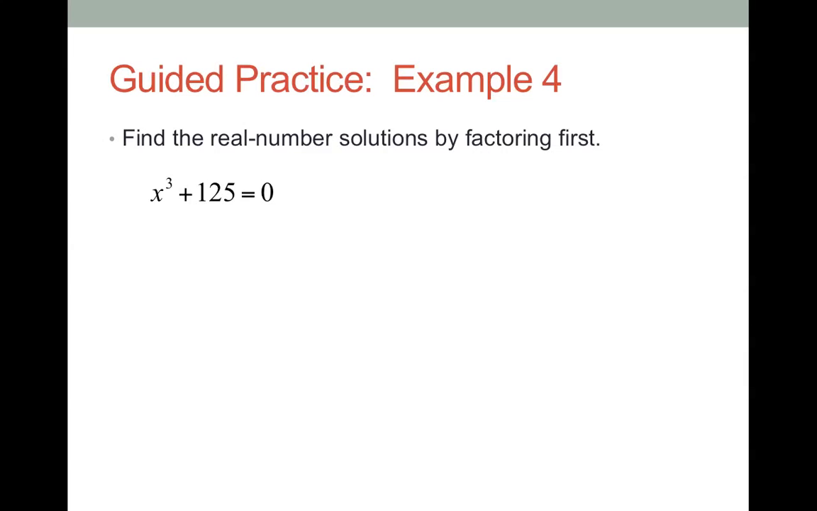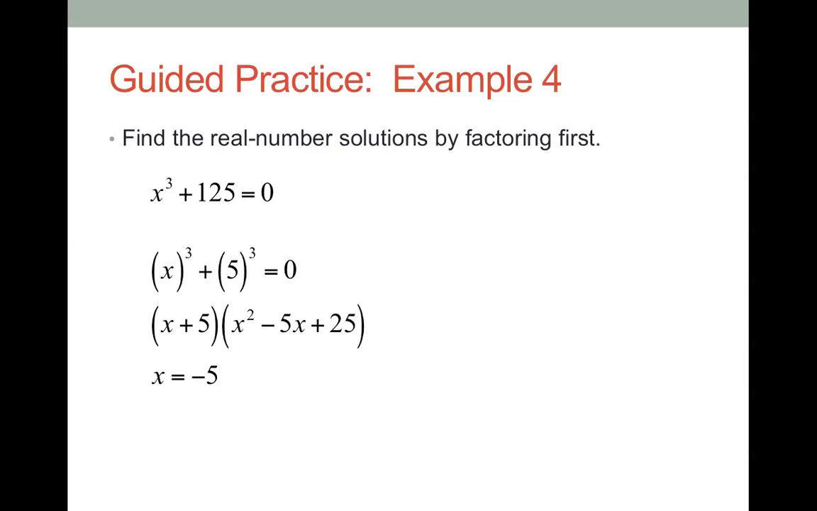All right, so in this case, our A is going to be x, because x cubed is what gives us our first term, and our B is going to be 5, because 5 cubed is what gives us the 125. So our binomial factor is x plus 5, and our trinomial factor will be x squared minus 5x plus 25, and then just looking at the x plus 5, setting that equal to 0, gives us a solution of x equals negative 5.